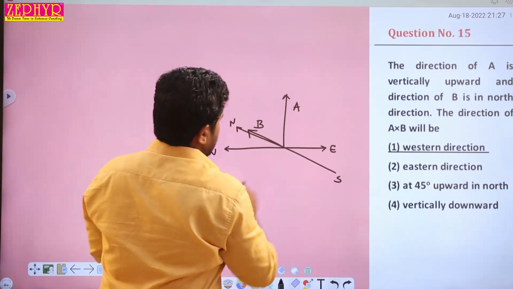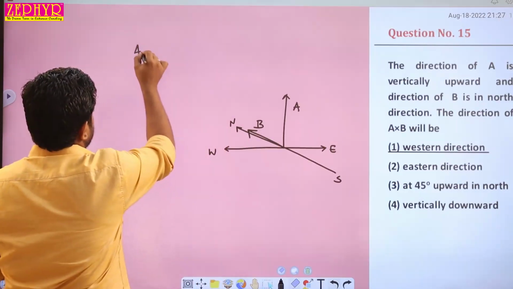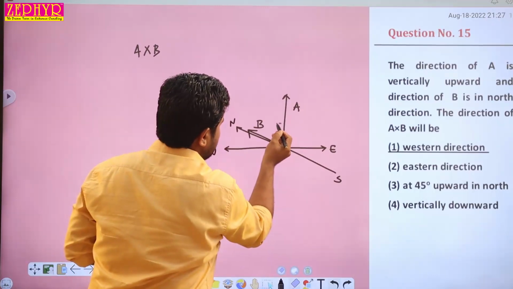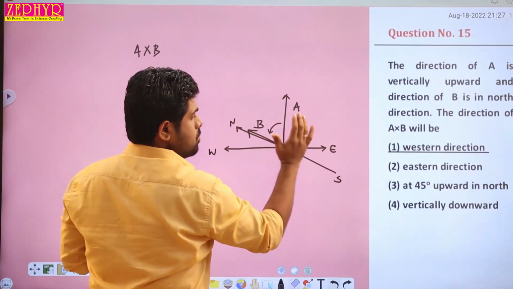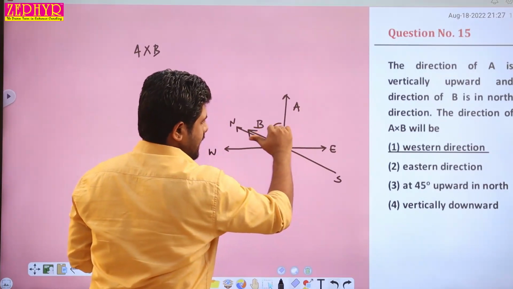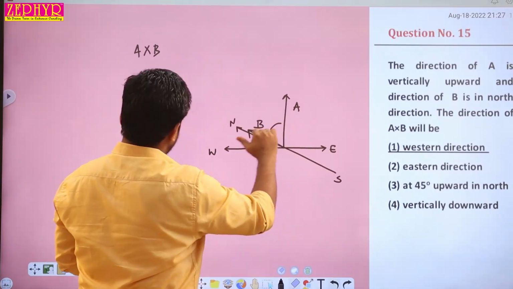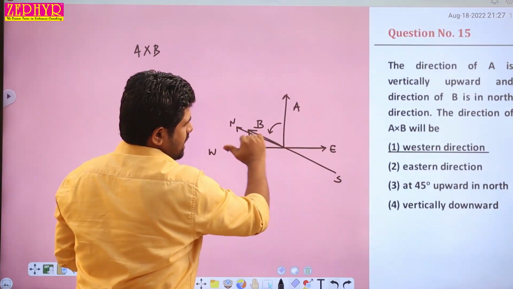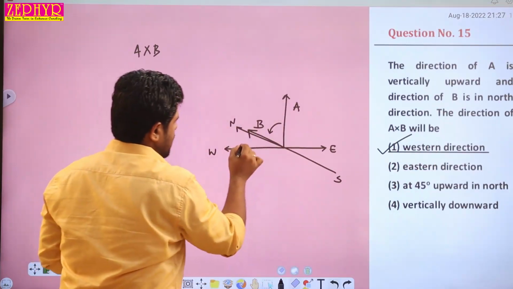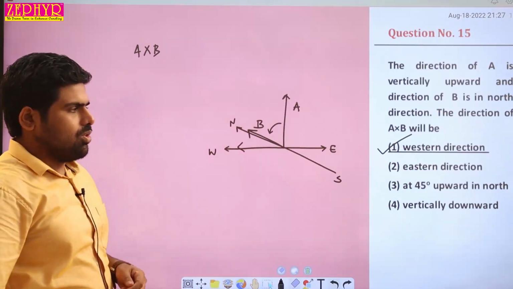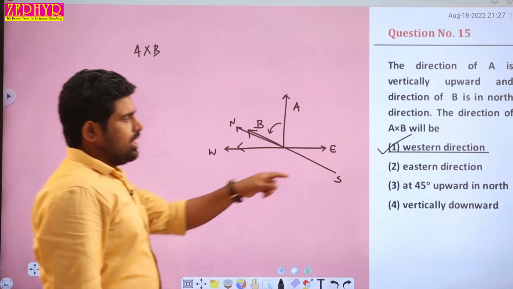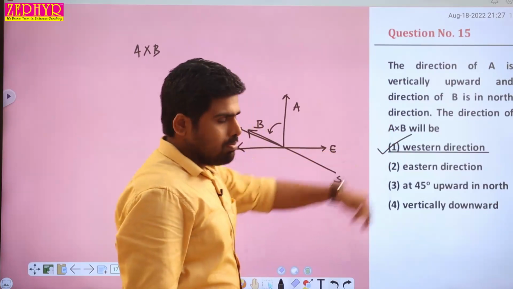So here the cross product is taken from A to B, that means the angle is from A to B. By using the right hand grip rule we can find out the direction of the resultant A cross B. So here the direction of A cross B is towards west. So the correct option is the western direction. So here we use the right hand grip rule to find out the direction of A cross B.